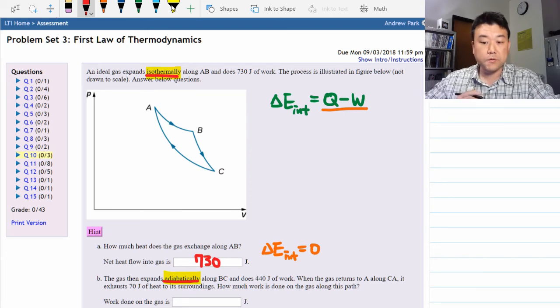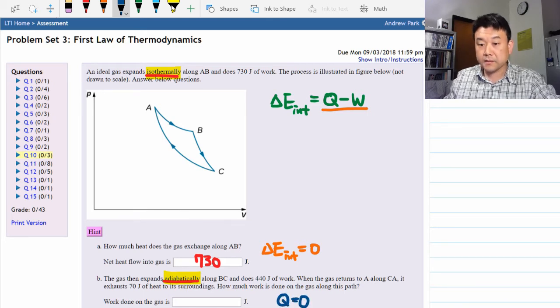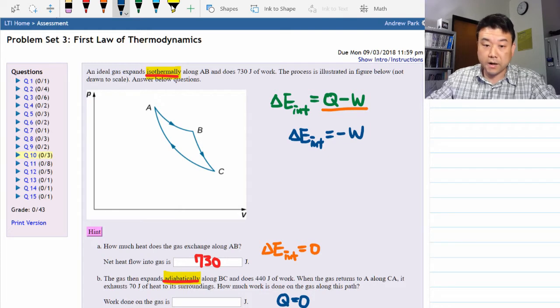All right, let's move on to the second part. In part B, when it says adiabatically, it means exchange of heat is equal to 0. Once again, that makes our first law of thermodynamics equation very simple. With that, we can say change in the internal energy is equal to minus work done by gas. So this is what it means.